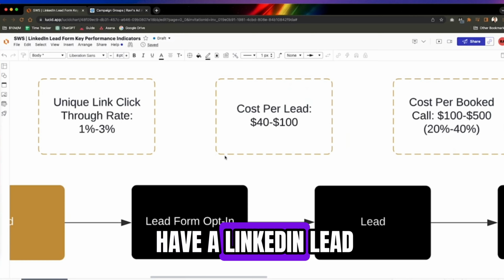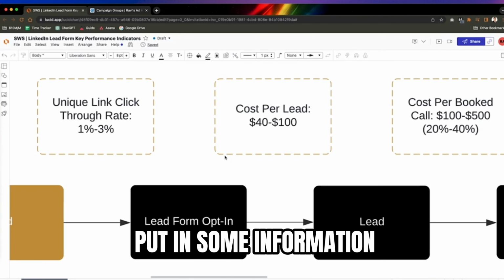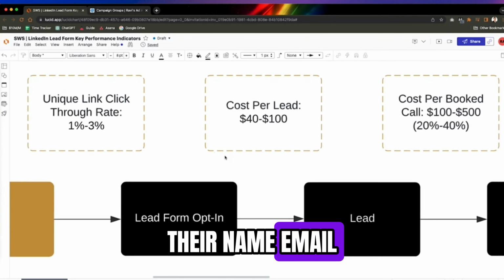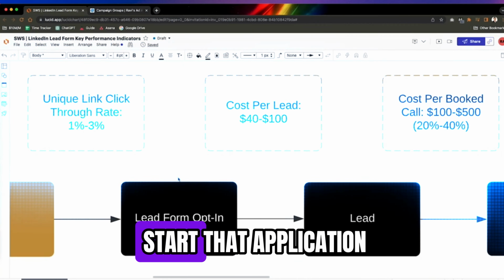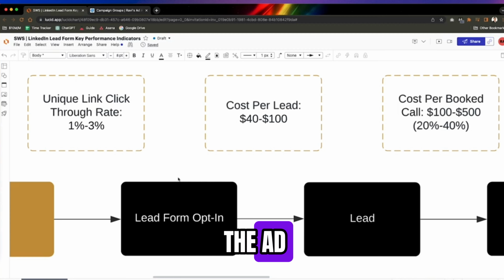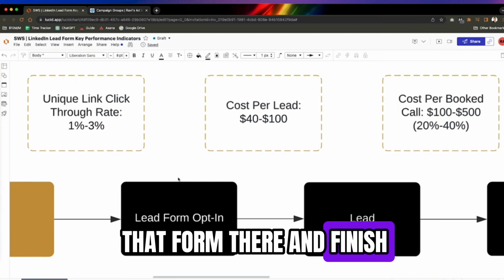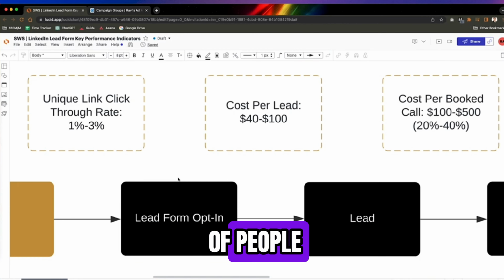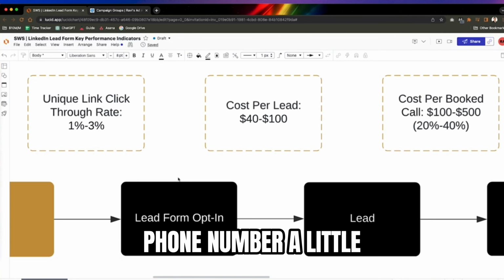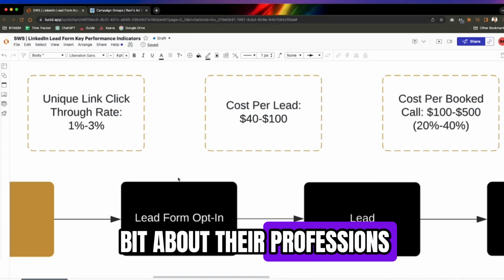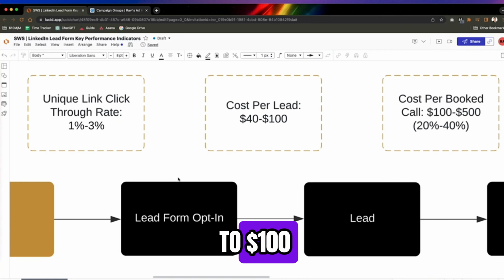Then you're going to have a LinkedIn lead gen form opt-in where people put in some information: their name, email, phone number, maybe what job title they have. And the people that start that form and finish it, it's not going to be 100% of people. So you might have a cost per lead, which is name, email, phone number, a little bit about their profession, of anywhere from $40 to $100.